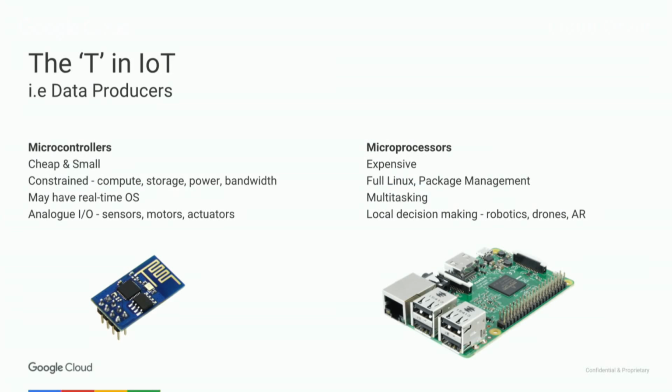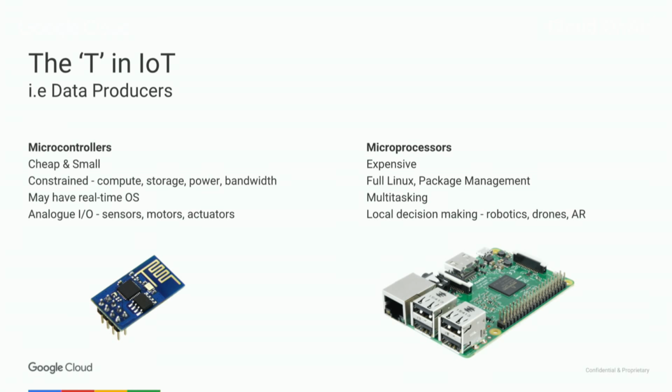The other kind of IoT devices are the microprocessors on the right. Boards like BeagleBone, Raspberry Pi, etc. They are actually full-blown computers. So they have typically multi-core CPUs. They are running a full, typically Linux operating system. They are servers. They are just very, very small servers. They are cheap. They are like $30, $40, $50 maybe. But they are maybe 10 times more expensive than the microcontrollers.